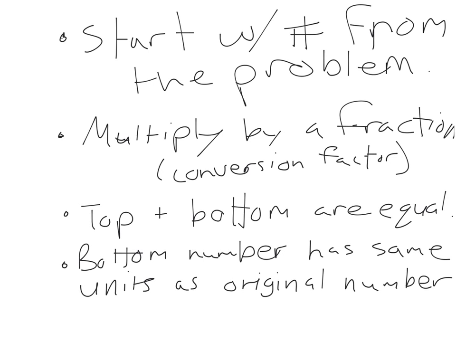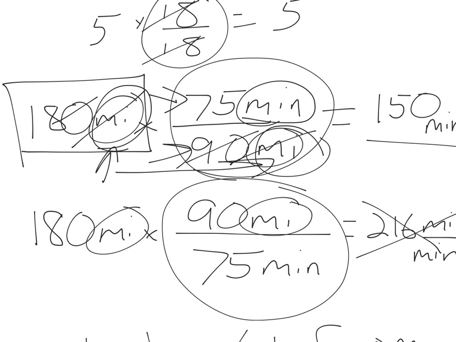That's dimensional analysis. Start with the number from the problem, multiply by some fraction. The top and the bottom of the fraction have to be equal to each other. We call this conversion factor. And when you're deciding who to put on top and who to put on bottom, the bottom number of the fraction has to have the same units as the number you're starting with. And we saw that up here. The 180 miles came right out of the problem that they gave me.